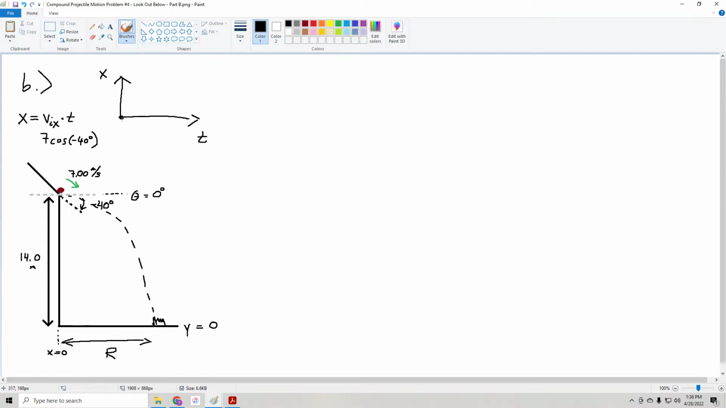So for our xt graph, it should just look like a linear increase. You don't have to make this look like anything fancy. It should just demonstrate that at t is equal to 0, it starts at 0, x is equal to 0, and then as time increases linearly, x increases linearly as well.